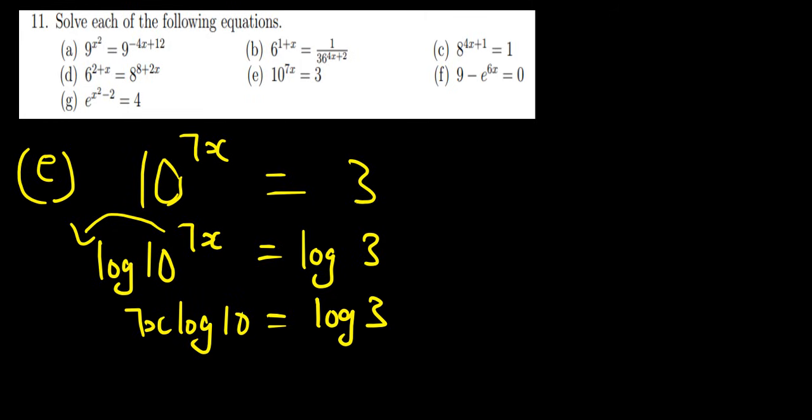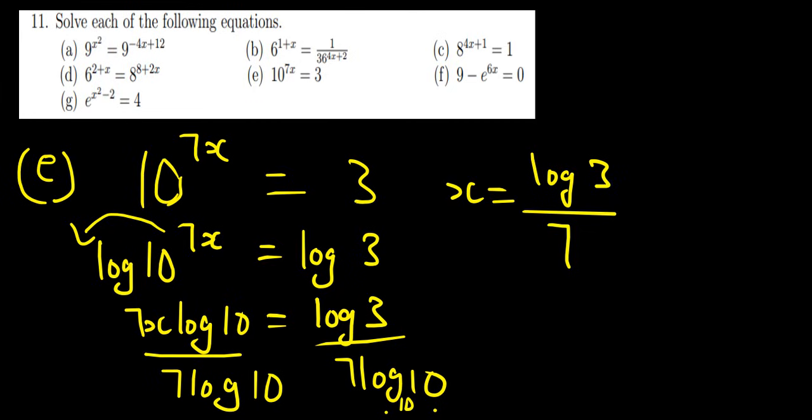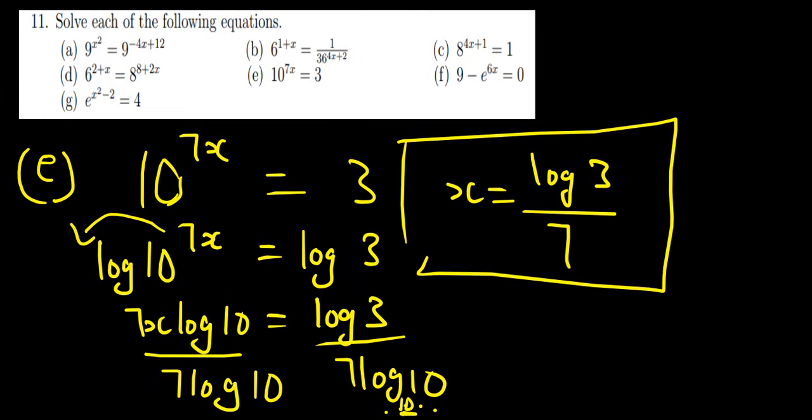We want to find the value of x, so we are going to divide both sides by 7 log 10. So x is equal to log 3 divided by 7 multiplied by log 10 base 10. If you don't have a base given there, just know it's log base 10. So log 10 base 10 will just be 1. So 7 multiplied by 1, we get this as our final answer.